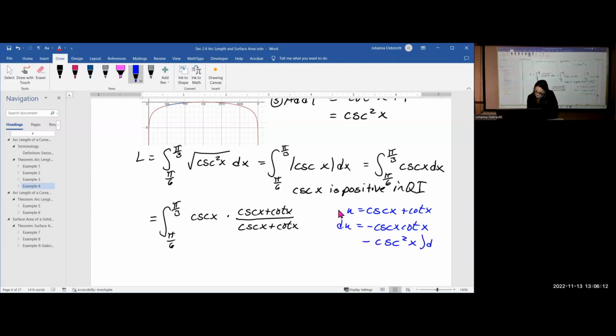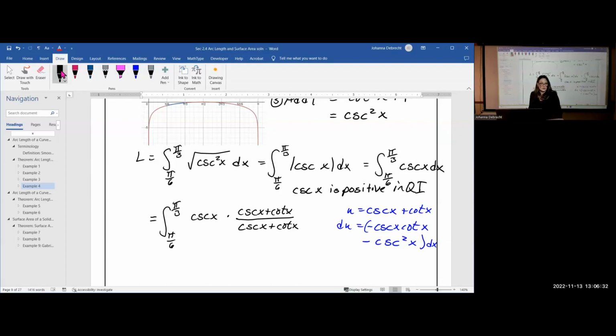And then all of this times the differential dx, which is the opposite of what we would end up with in the numerator. This would give me cosecant squared, and this would give me cosecant plus cotangent, but these would all be positive. So I've got a negative in here. So it becomes a negative du.